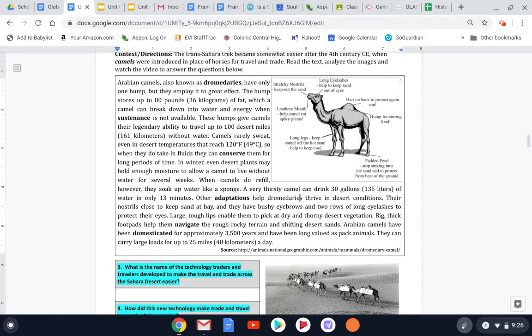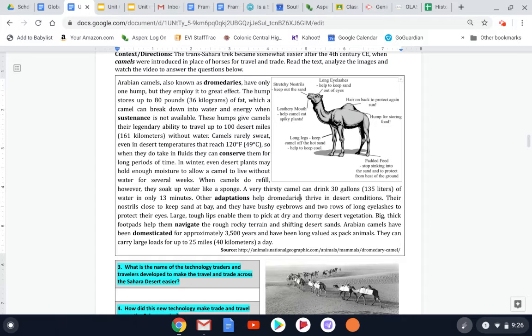When camels do refill, however, they soak up water like a sponge. A very thirsty camel can drink 30 gallons, which is the same as 135 liters. So think of a liter of soda that you would buy at Stewart's or something. They can drink 30 gallons or 135 liters of water in only 13 minutes.